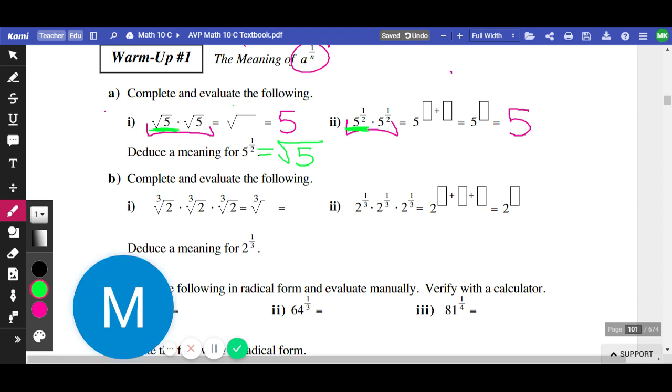All right, we're going to try it with cube roots. See if that changes things a little bit. So we're going to take the cube root of 2. We have the cube root of 2 times the cube root of 2 times the cube root of 2. If you put that in your calculator, cube root 2 times cube root 2 times cube root 2, and you hit enter, you get 2.